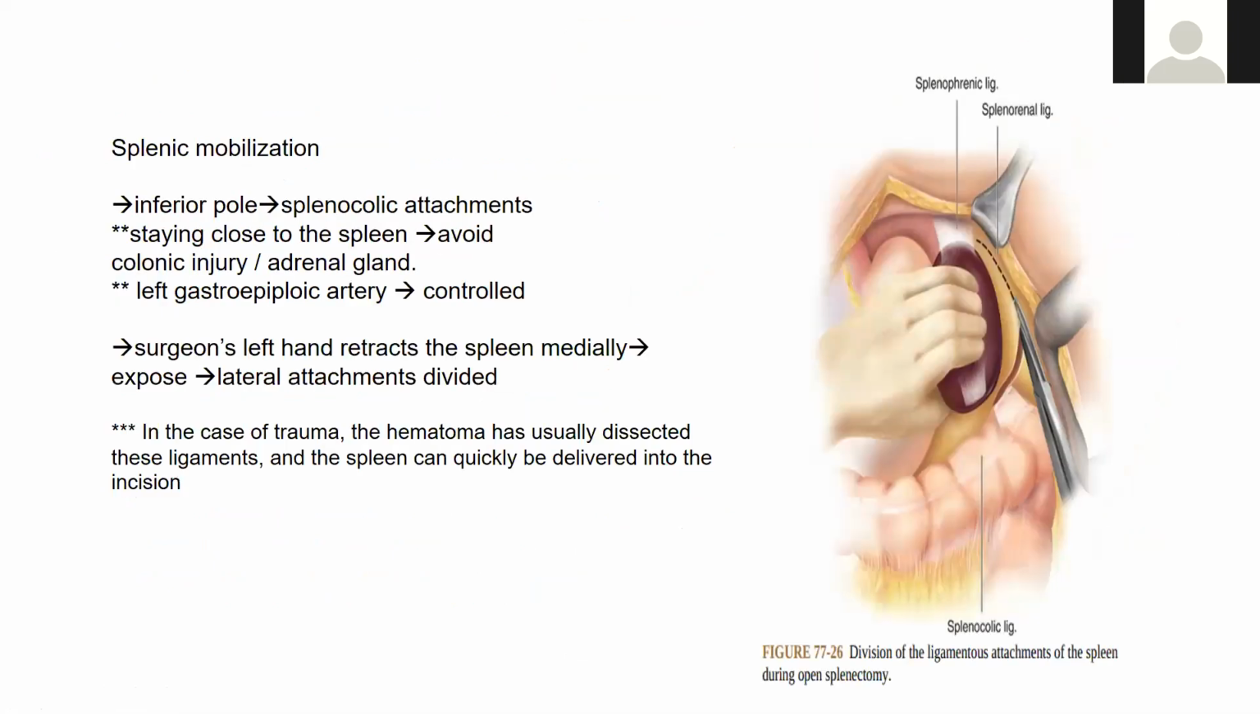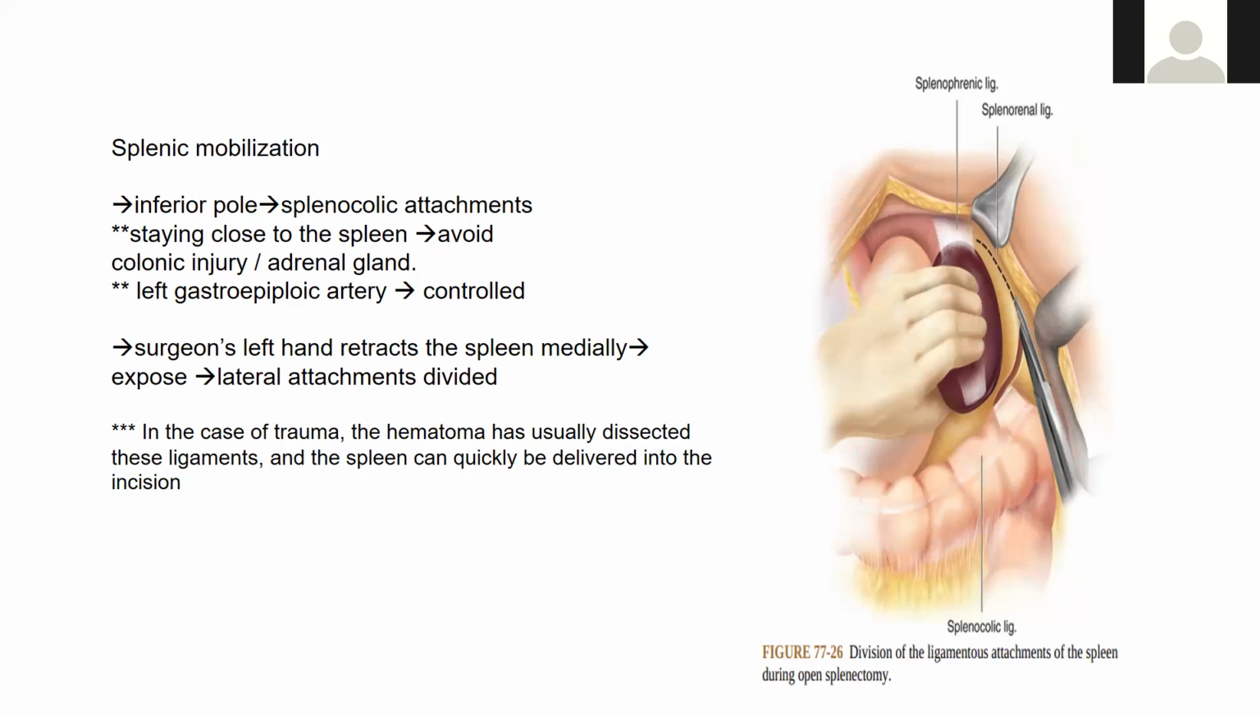So for splenic mobilization, we usually start from the inferior pole, your splenocolic attachments, then you work your way above. When you're doing so, you have to be mindful of the colon that is in close proximity, and deeper to the colon, you have the adrenal gland. As you separate the splenic attachments, you have the left gastroepiploic artery that you'll encounter, and this is controlled, ligated and sutured, so you can take control of these vessels here.